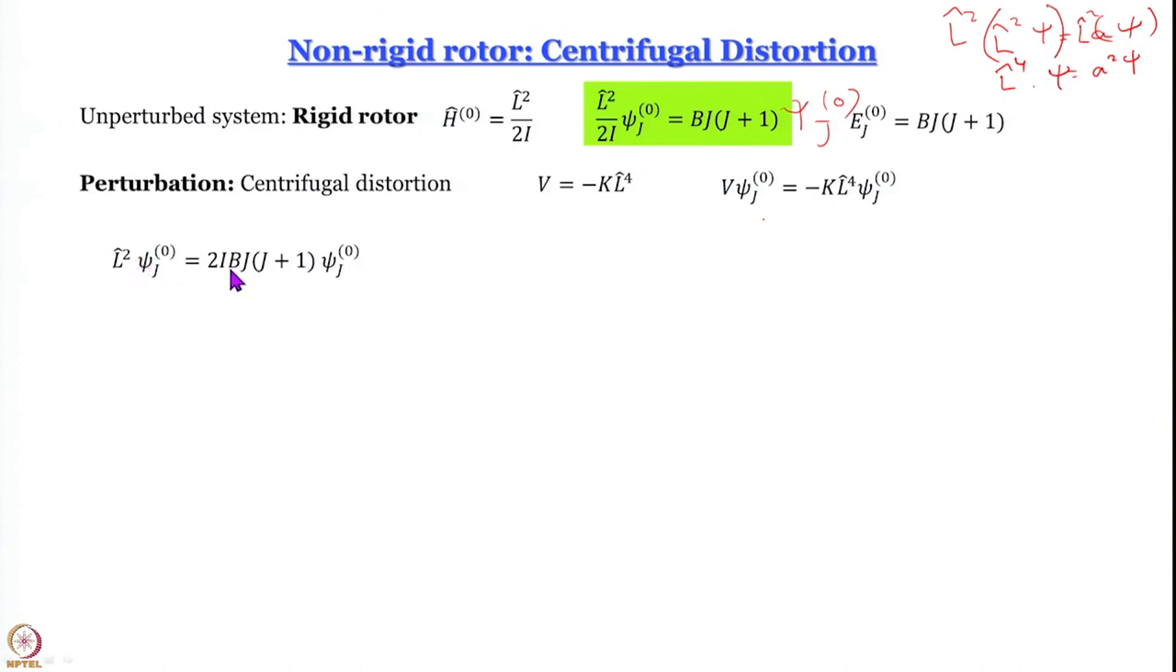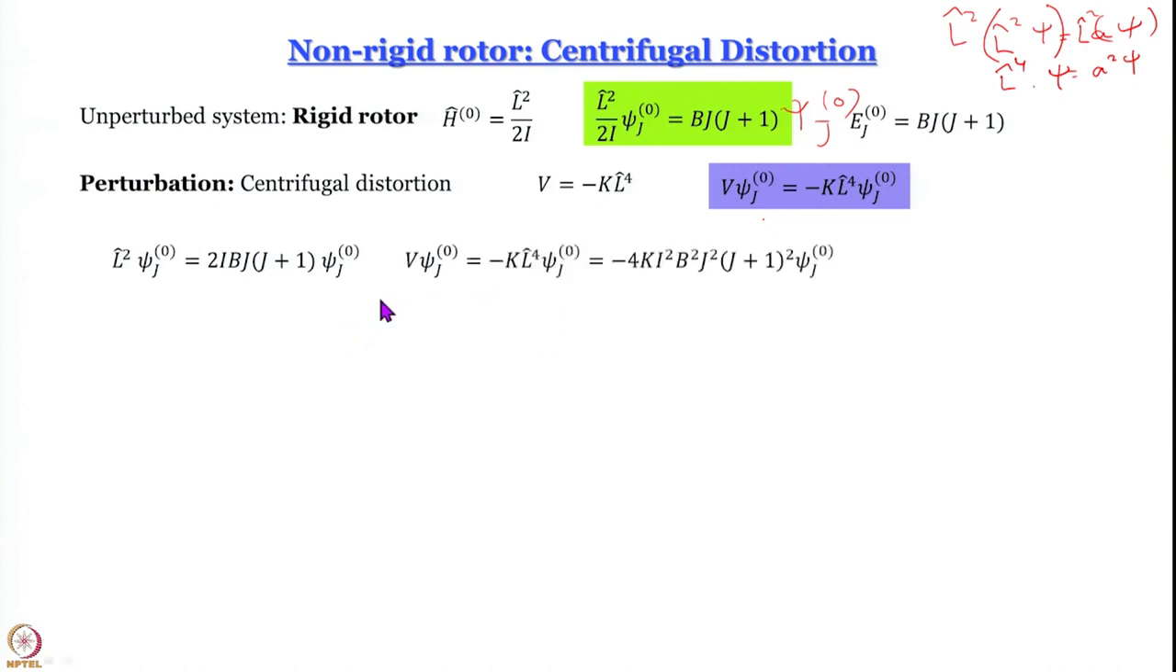2Ib, these are all constants, they come out, j into j plus 1 constant comes out. So, I am left with all these constants multiplied by L square operating on psi j zeroth, and I know that is going to give me 2Ib j into j plus 1 multiplied by psi j zeroth. Simple, right? So, we make this operation and we get V operating on psi j zeroth is equal to minus k L to the power 4 operating on psi j zeroth, which gives us minus 4 k I square b square j square into j plus 1 whole square psi j zeroth.